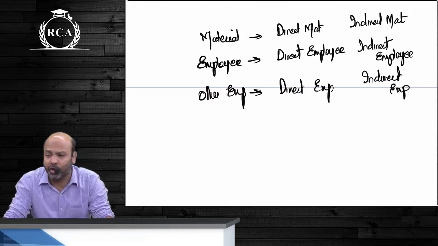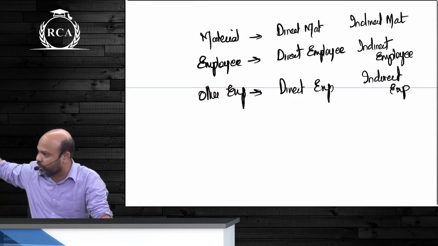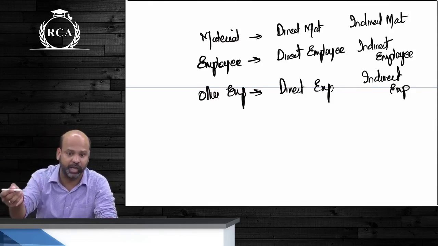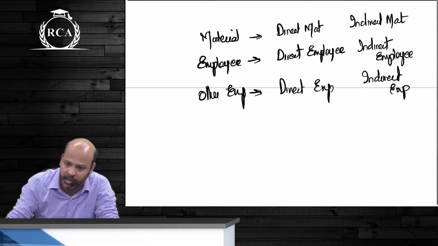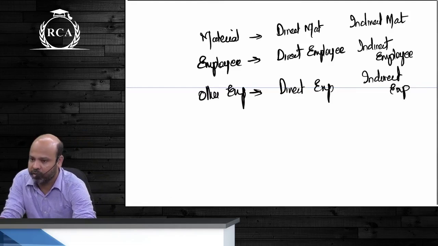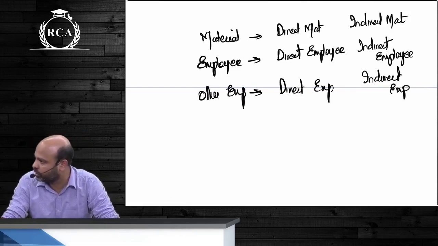Then there can be royalty, that is payable on production. It does not come under the category of material, it does not come under the category of employee cost. But is it not an expenditure related to manufacturing activity? Yes or no? Will it be a direct cost or will it be an indirect cost? Direct cost. Are we understanding this?